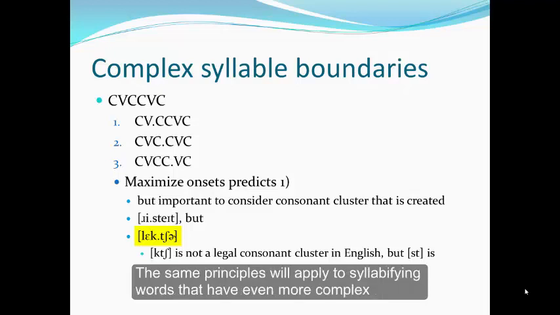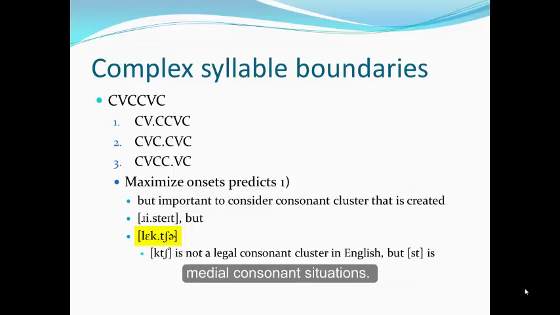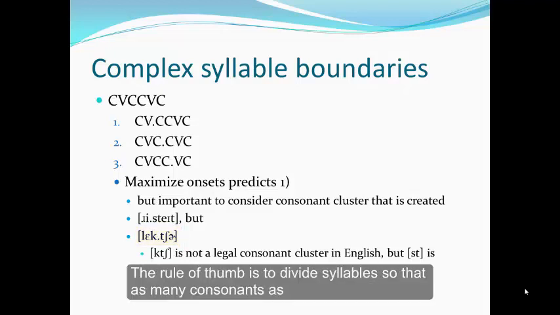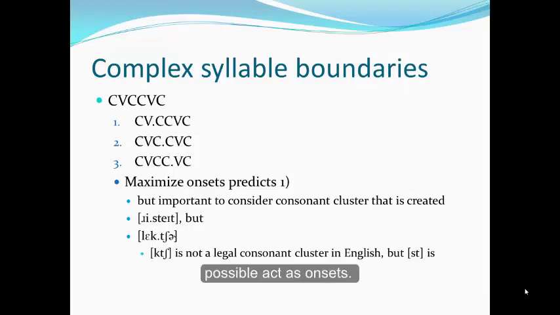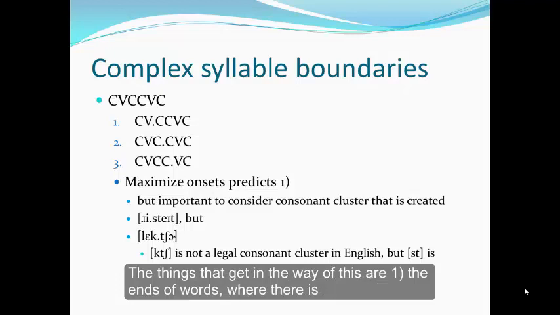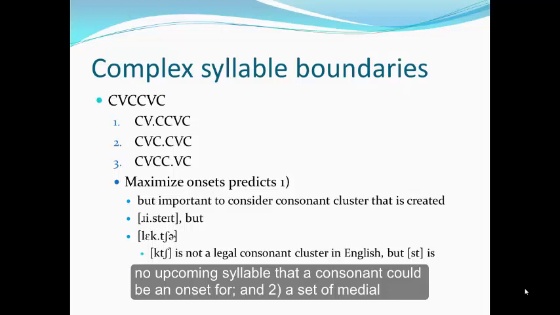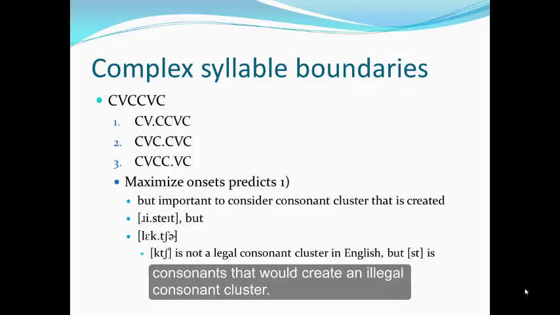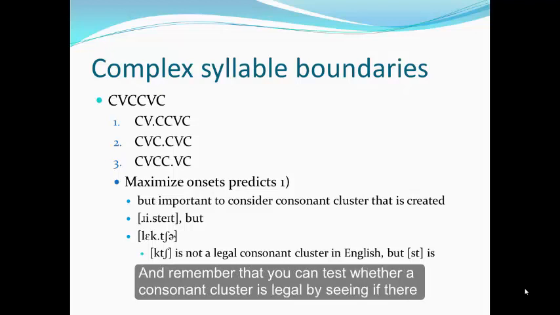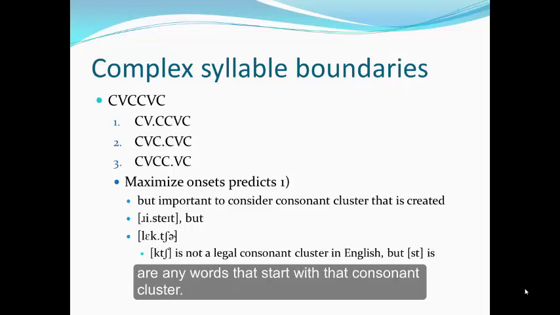The same principles will apply to syllabifying words that have even more complex medial consonant situations. The rule of thumb is to divide syllables so that as many consonants as possible act as onsets. The things that get in the way of this are, 1, the ends of words where there is no upcoming syllable that a consonant could be an onset for, and 2, a set of medial consonants that would create an illegal consonant cluster. And remember that you can test whether a consonant cluster is legal by seeing if there are any words that start with that consonant cluster.